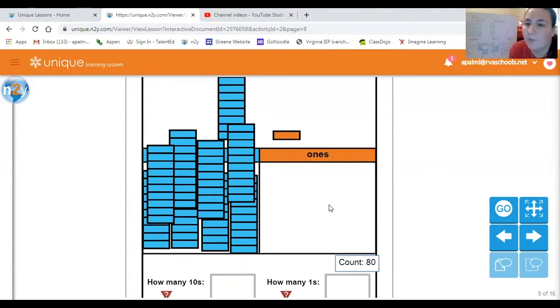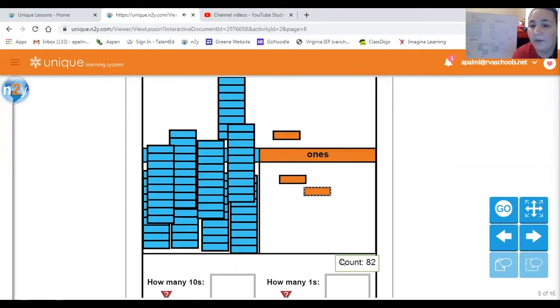So in this problem, my number is 82, so I can count by ones until I get to 2. So 1, 2. So how many units do I need? 2. Very good. So we're going to move them down together using our little orange block here, and we're going to count together. Ready? 1, 2.